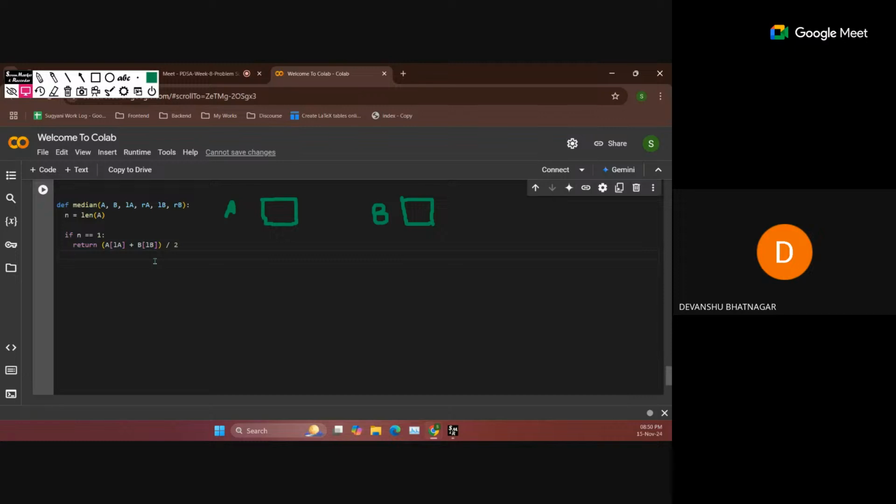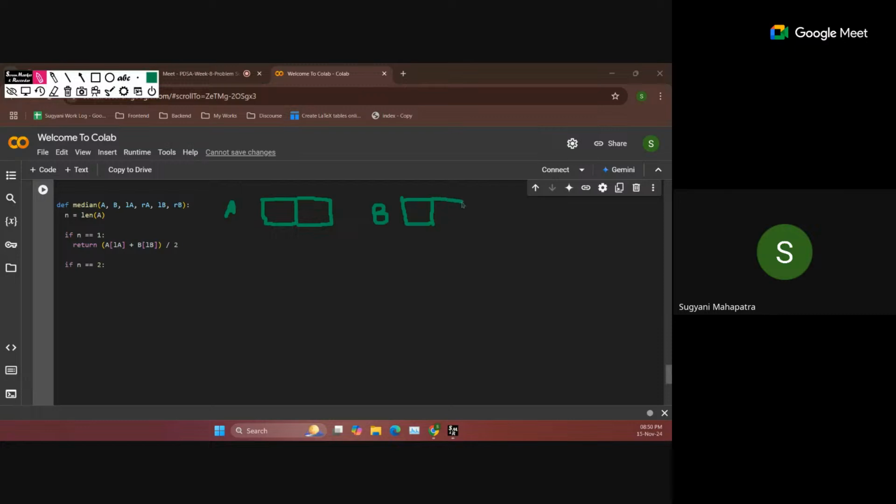The second scenario is what happens if n is equal to 2. What will happen if n is equal to 2? Maximum of A and minimum of B, and then average of those. Okay, suppose A has 3, 4, and B has 1, 2. What will happen then?